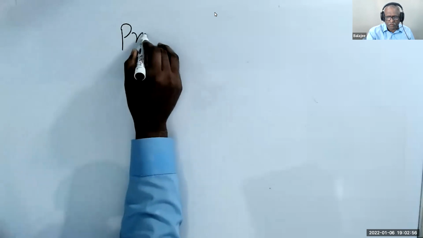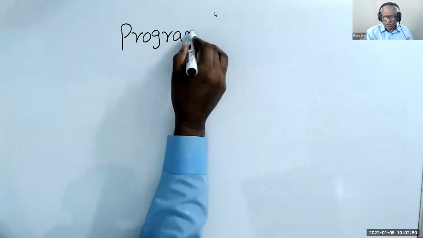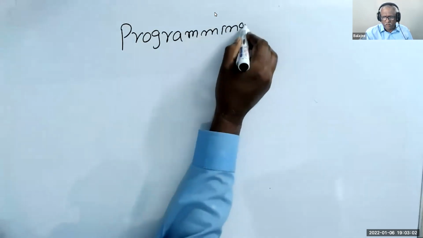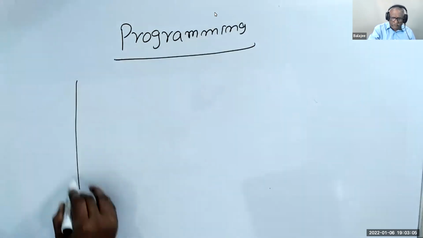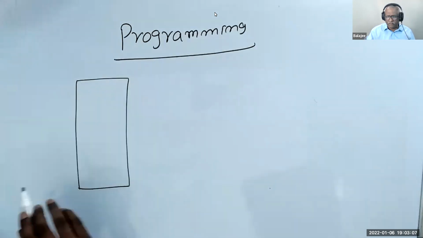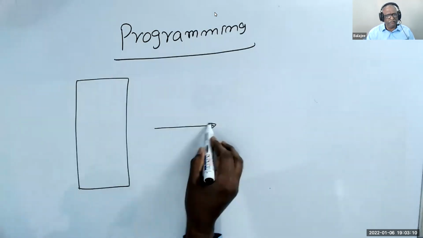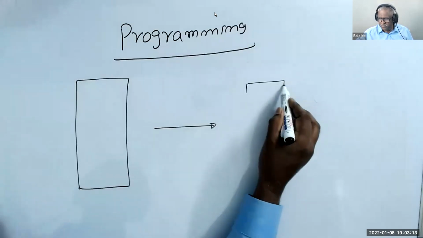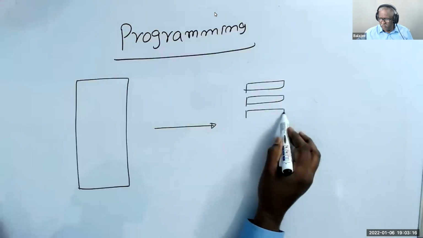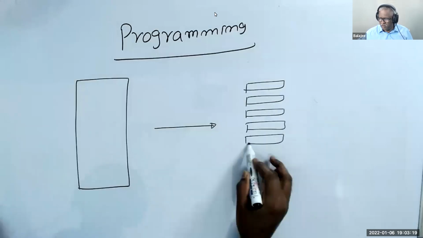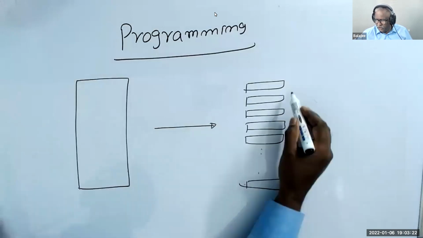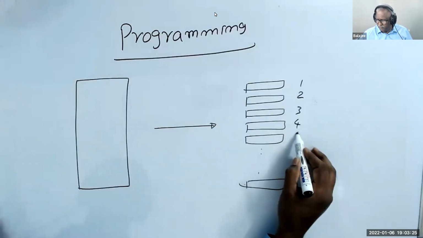Okay, so let us start with that simple concept. As we repeatedly said, programming is where you break a very big task into very small tasks, and they are going to be executed one by one, sequentially. That's why it's called a program.